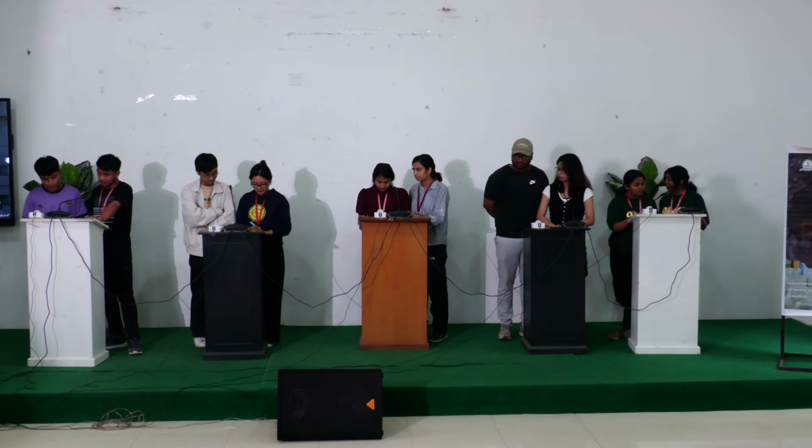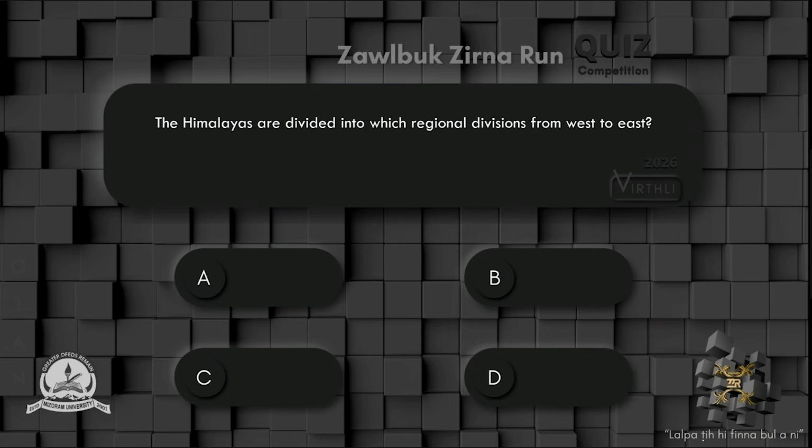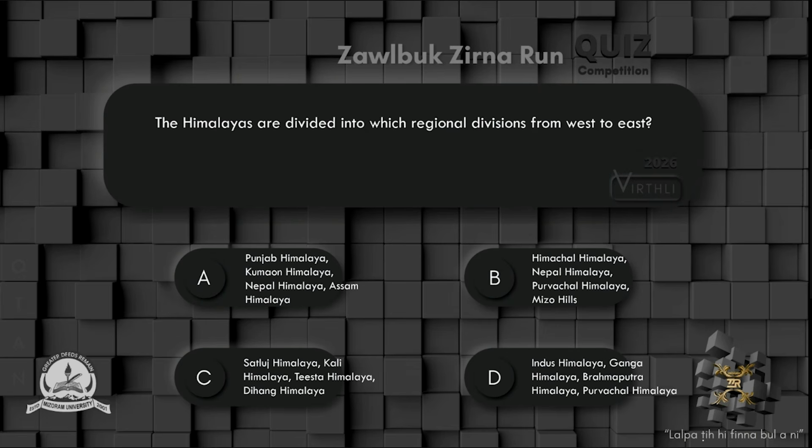Okay, and the first question for Team 3 is: the Himalayas are divided into which regional divisions from west to east? And your options are A, Punjab Himalaya, Kumaon Himalaya, Nepal Himalaya, Assam Himalaya. B, Himachal Himalaya, Nepal Himalaya, Purvachal Himalaya, Mizo Hills. C, Satluj Himalaya, Kali Himalaya, Tista Himalaya, Dihang Himalaya. And D, Indus Himalaya, Ganga Himalaya, Brahmaputra Himalaya, and Purvachal Himalaya. Your time starts now.